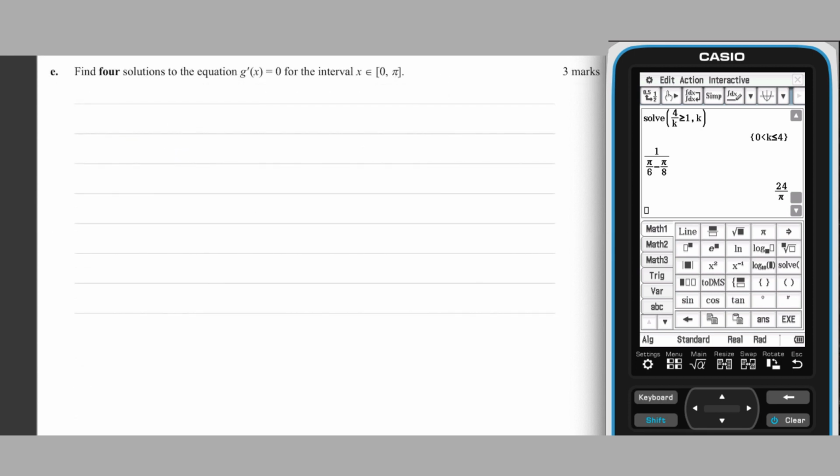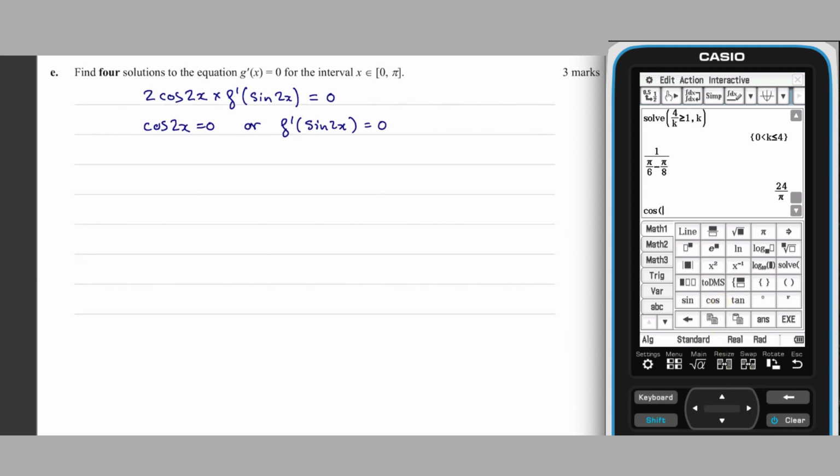Part E. Solving g-dash x equals 0 over the domain x from 0 to pi means solving 2 times cosine 2x times f-dash sine 2x equals 0. Using the null factor law, this means that cosine 2x equals 0 or f-dash sine 2x equals 0. Cosine 2x equals 0 can be solved on a ClassPad.